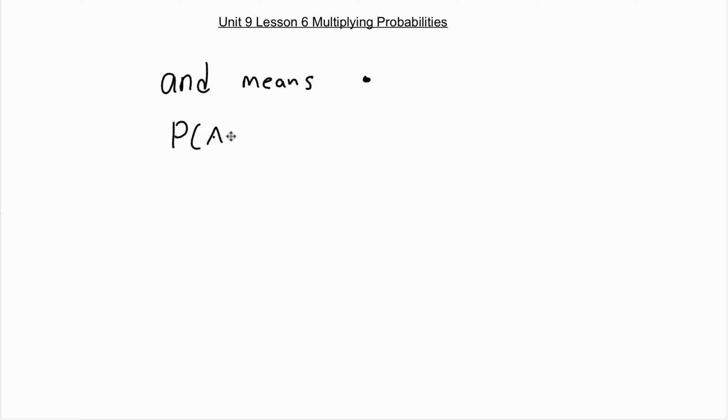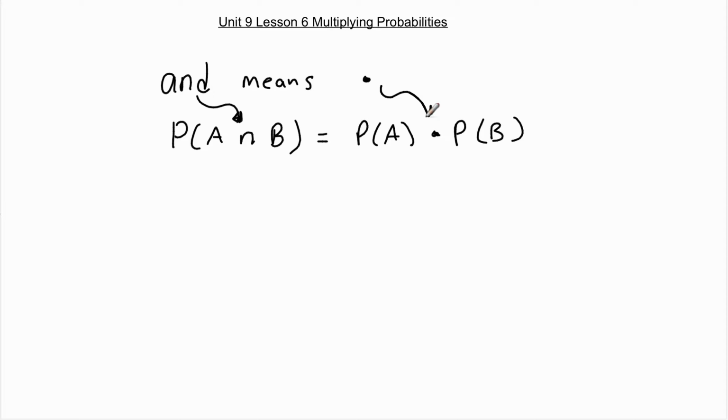I said that when I test for independence, I see if the probability of A intersect B is the same as the probability of A times the probability of B. Notice intersection means and, and we do this by multiplying. Or, well, then that means to add in probability.